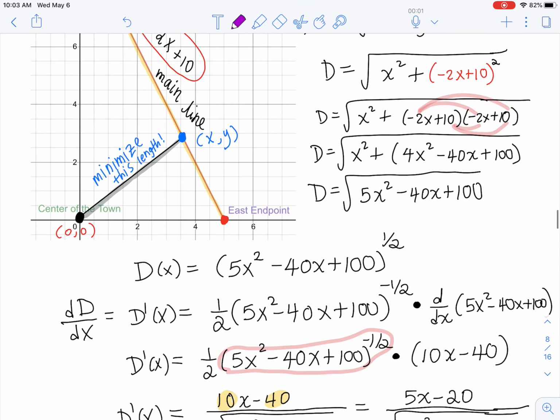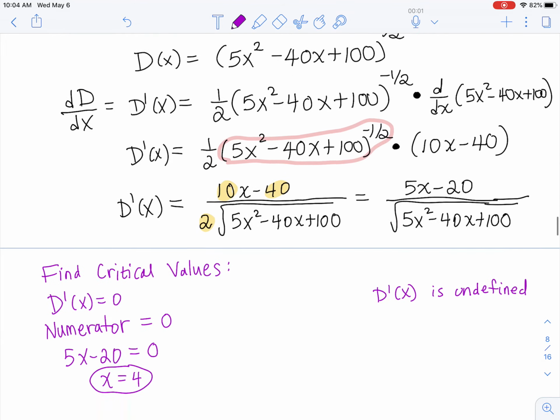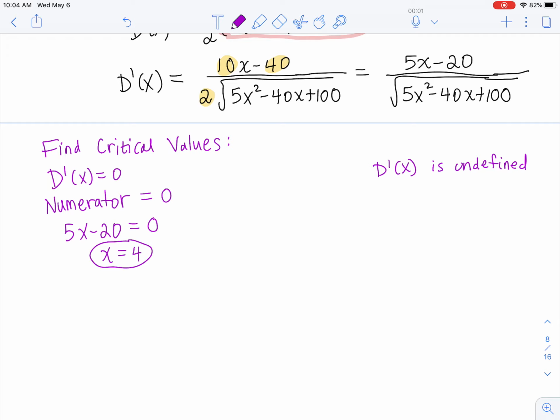4 miles to the east. That's what we got, right? But notice, 4 miles to the east, that means we're probably looking at that point right there, because it has to be on this power line. That's the potential answer. But I also may have some other potential answers when d prime of x is undefined.